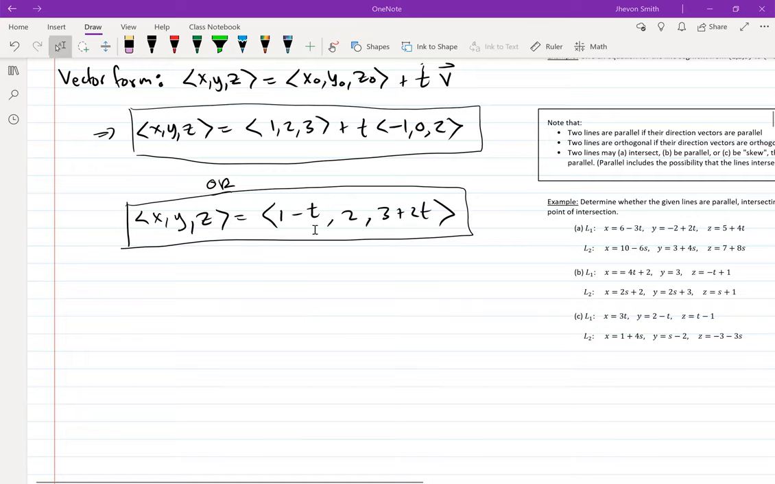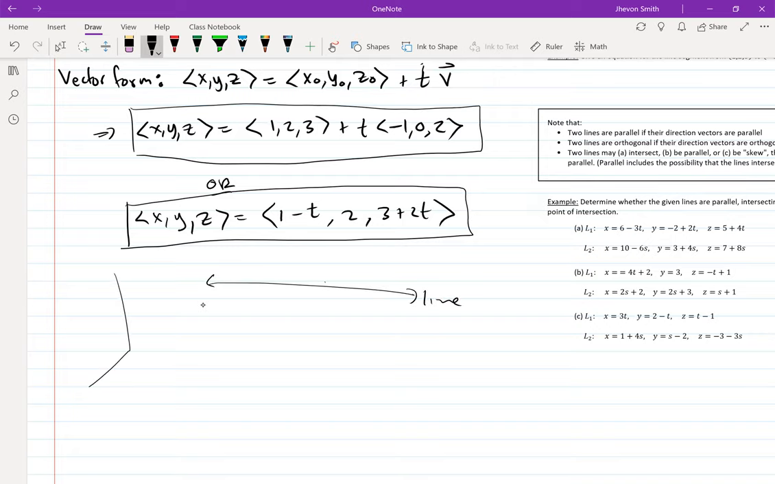With this, if t is 0, I get (1, 2, 3), so that is on the line. I can plug in t equals 1 and get (0, 2, 5). That point is on the line, and so on and so forth. So that's your line. In 3-space, I have this vector that hits all points along this line. For different t values, it will hit different points along the line.